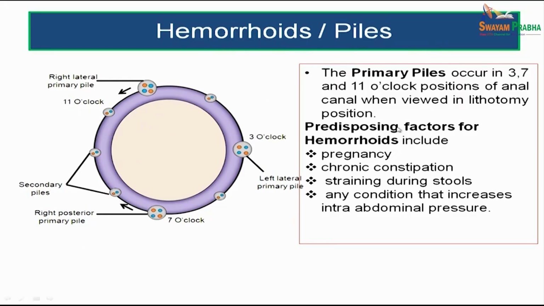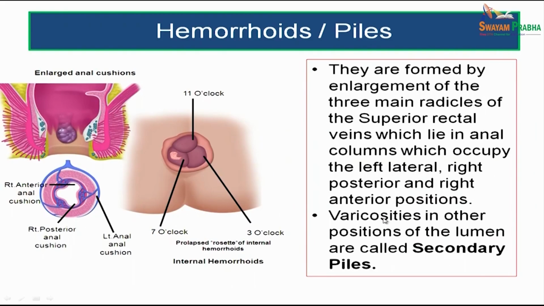The main factors which are responsible for development of hemorrhoids include pregnancy, chronic constipation and constipated persons straining during stools, and any condition that will increase the intra-abdominal pressure. These are the 4 predisposing factors for hemorrhoids.